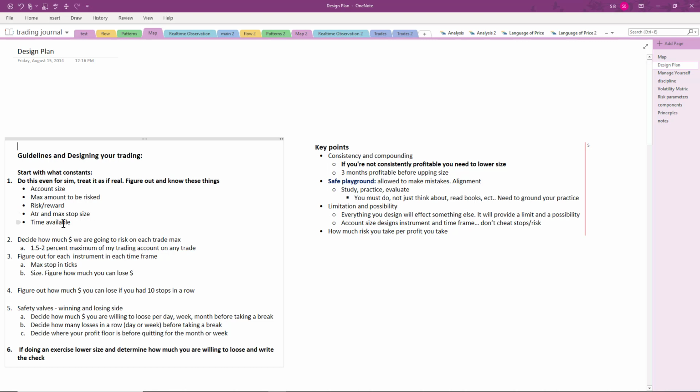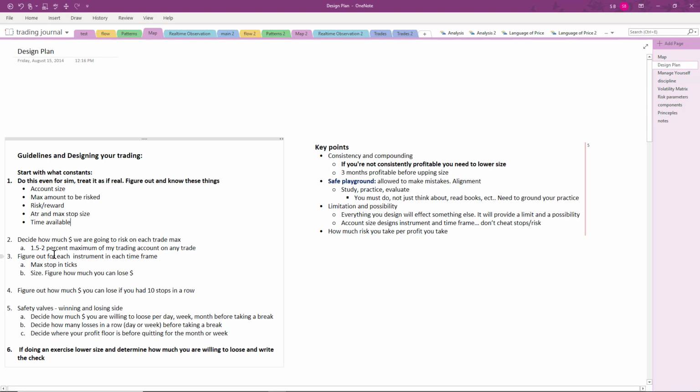And time available, this is just thrown in here because if you're designing your trading and you're working during the day, you're not going to be spending a lot of time studying the NASDAQ tick charts for an hour in the morning. It's not going to be available. You might be doing 20-minute charts or hourly charts. And your design needs to be around this.